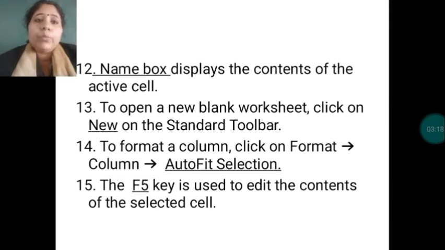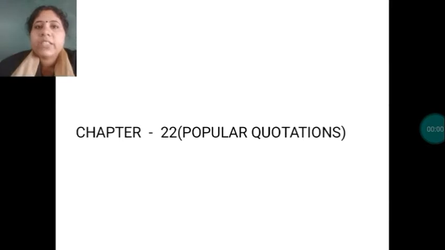13th, to open a new blank worksheet, click on New on the standard toolbar. 14th, to format a column, click on Format, then Column, then Auto Fit Selection. 15th, the F5 key is used to edit the contents of the selected cell. If you want to change any name, understood, you want to rename it, so by pressing F5 key, you can edit those things. You can rename it.